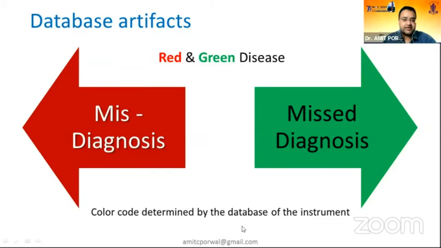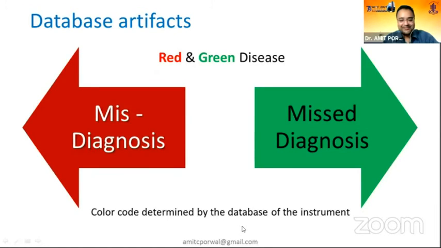Then you have the database dependent artifacts. Now again, let me tell you, the normative data in these machines is not huge. The normative data is limited, and everything is compared to it. So you have a red disease and a green disease. Red disease is a misdiagnosis, and green disease is where you have missed a diagnosis. So again, it's a misnomer.